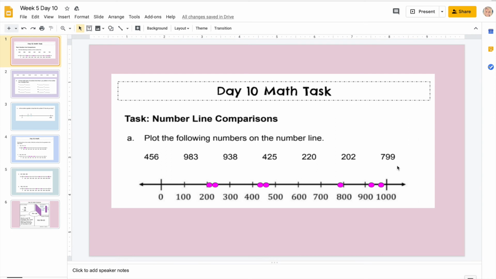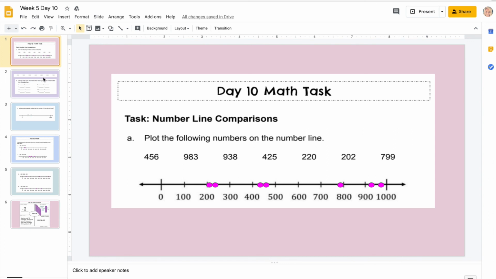And then finally, our last number is 799. We know it's going to be on the number line between 700 and 800. Depending on the tens and the ones value is going to depend on how close or how far away it is from either number. So here we have 799. We know that is almost 800. It's not quite 800. It is one digit away from 800. So we're just going to plot that just before the 800 on that number line. And that is how we plot the following numbers on the number line.